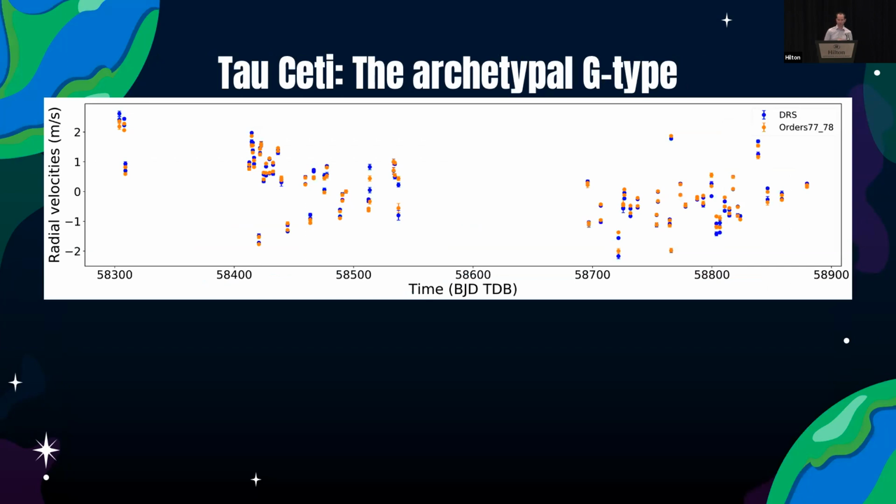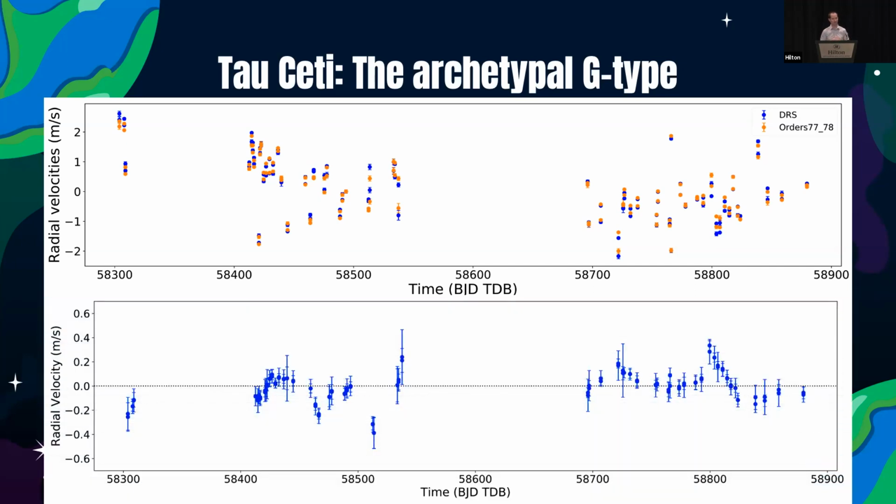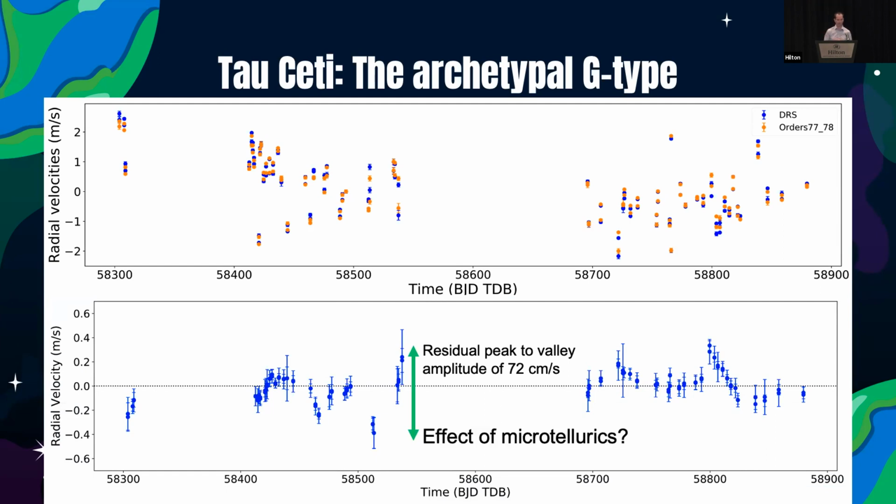So let's go to the first star that we studied, which is Tau Ceti. I think it's the most famous G-type star. You can see here in blue the actual CCF of Tau Ceti, with no telluric correction, and in orange the CCF produced with a telluric correction and with an updated mask. You can do the difference of these two data sets, and this is what you obtain. You see clear residuals with an amplitude of up to 72 centimeters per second. We think that these are linked to microtellurics.